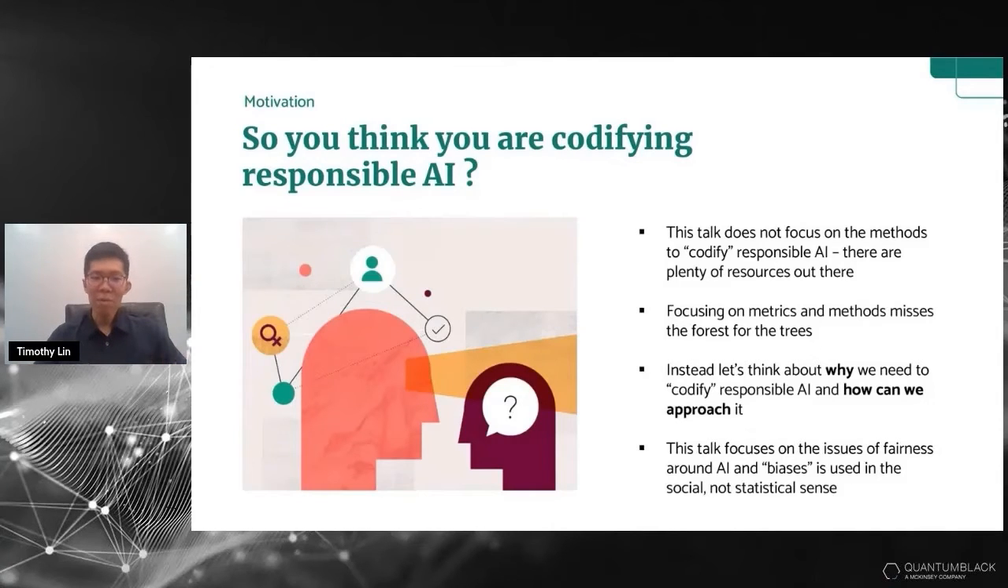And so I decided to frame this talk in the larger context and help us think about why we need to codify responsible AI and how we can sort of approach it. So this talk focuses on the issues of fairness, because responsible AI is actually quite a huge multidisciplinary aspect that contains different aspects of things as well. But I'll be focusing a bit on fairness in this talk. And just as a caveat as well, the biases as used in this talk refers to more of the social biases or cognitive biases, not necessarily in the statistical sense of the term, right?